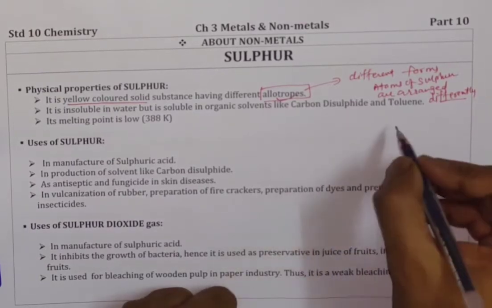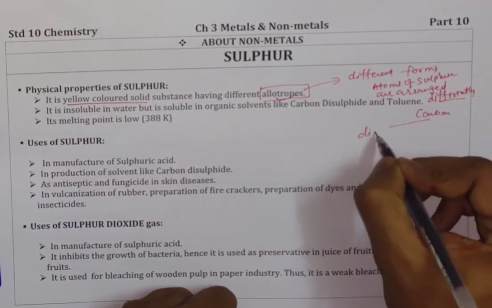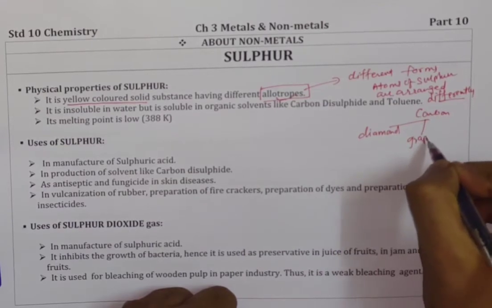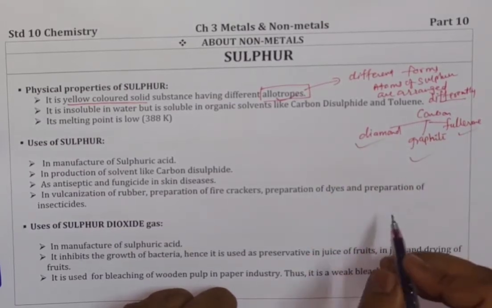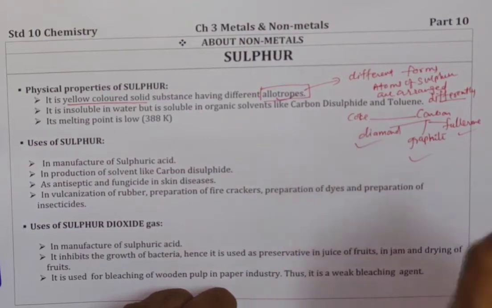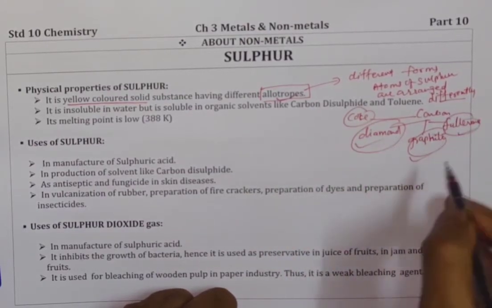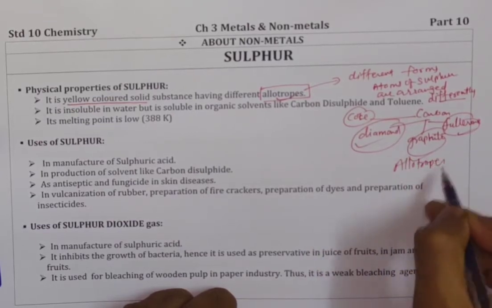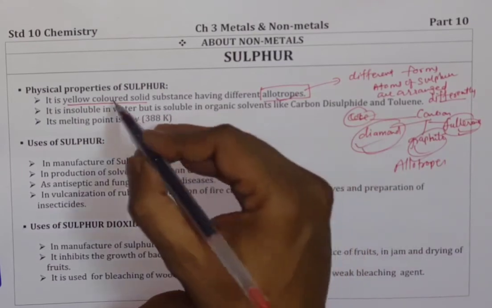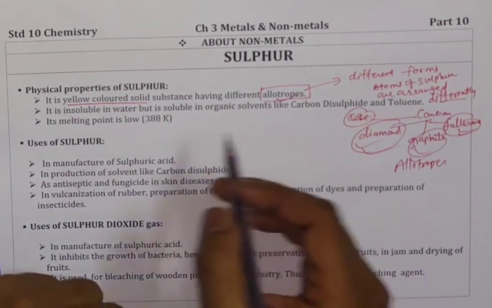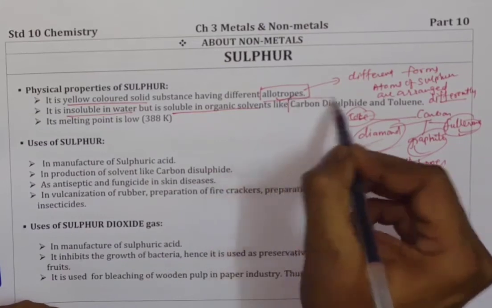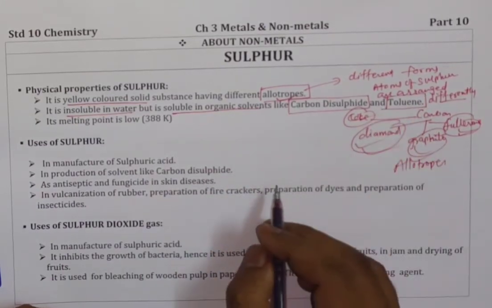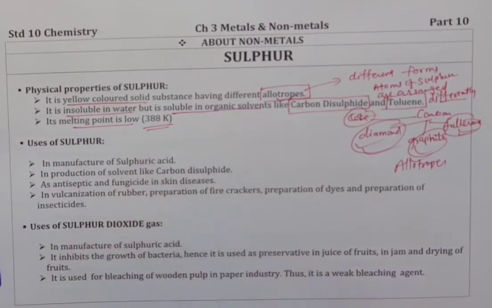As for example, if you talk about carbon, so diamond, graphite, fullerene, all these are carbon only. Okay. Coke, coal, they are carbon only, but they exist in different forms. Their appearances are different. They are called allotropes. As these are allotropes of carbon, even sulfur has its different forms, which are called allotropes. It is insoluble in water, but soluble in organic solvents like carbon disulfide and toluene. Its melting point is low, just 388 Kelvin. So these are the physical properties of sulfur.